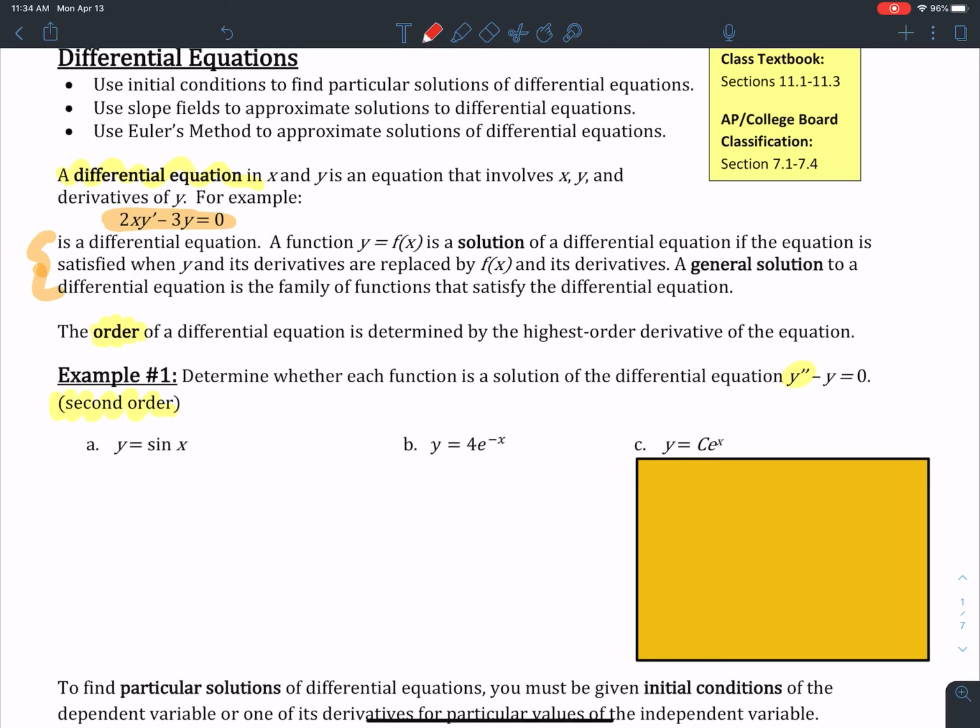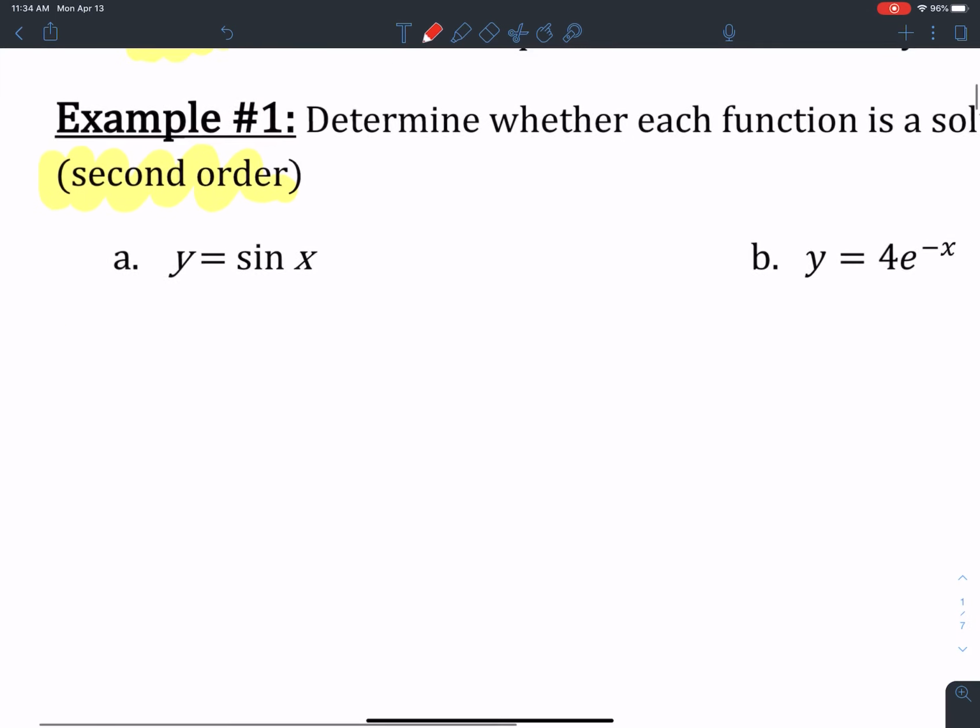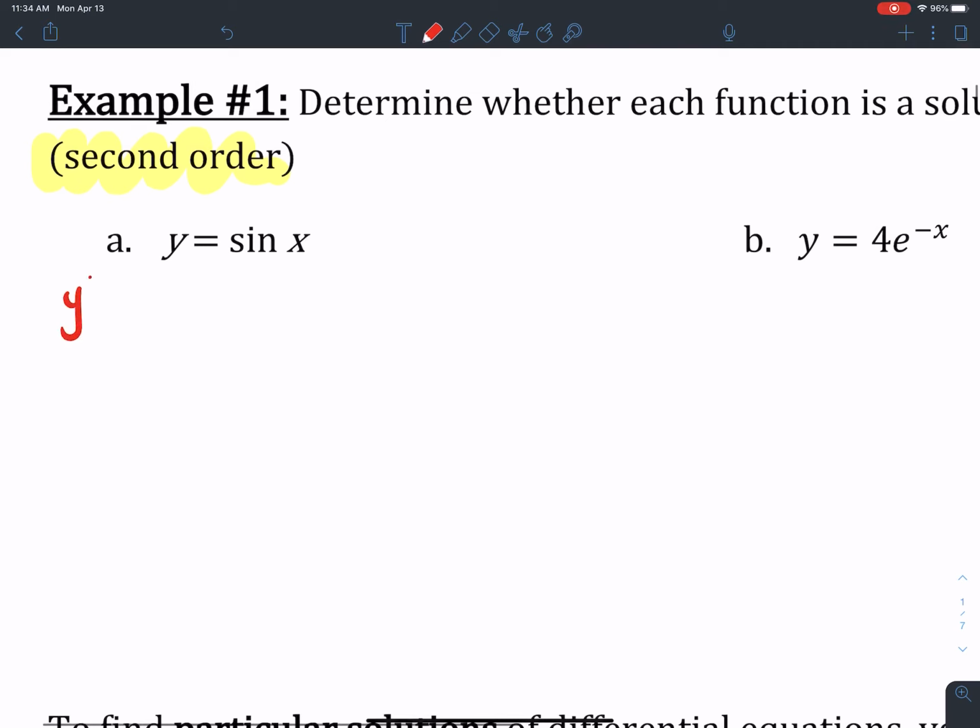Again, as a review, if a curve is a solution, then it makes the original differential equation true. This only uses the second derivative. So when I'm going through all these examples, all I really need to do is find the second derivative of each function. The derivative of sine is cosine, and the derivative of cosine is the opposite of sine. So that's the second derivative.